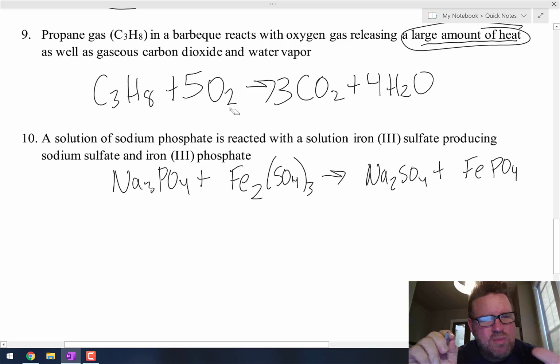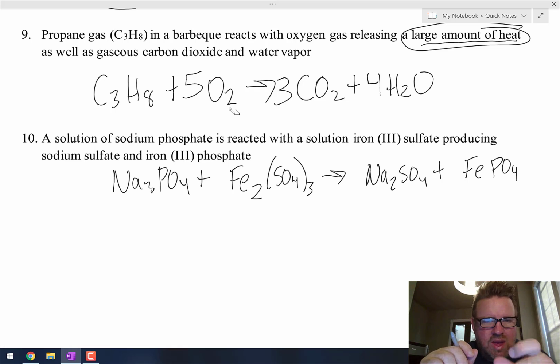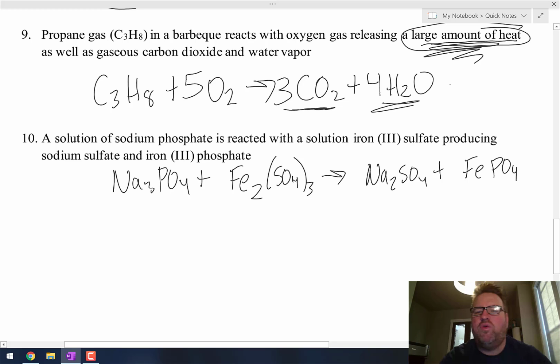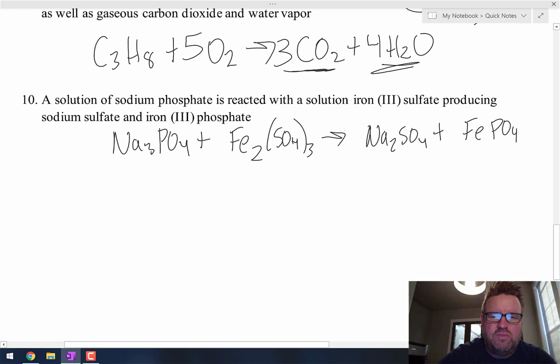And again, what does that mean? It means that as you release that propane into your barbecue and you light that match, it reacts with the oxygen atoms that are already in the air. It releases a large amount of heat, which is the part that we care about. But then chemically, what does it make? It makes 3 molecules of carbon dioxide and 4 molecules of water.